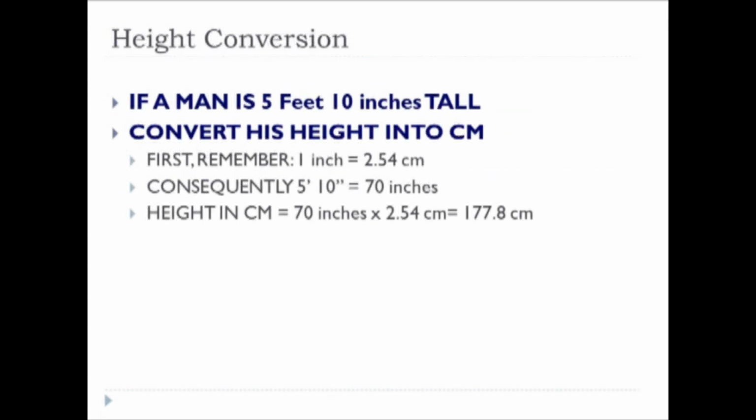You will also need to convert that patient's height into centimeters or meters depending on the equation. So if a man is 5 feet 10 inches tall, then you need to convert 5 feet 10 inches into total number of inches. So first you've got to remember that 1 inch is equal to 2.54 centimeters. And in the case where the equation may require meters, you can simply say 1 inch is equal to 0.0254 meters. So consequently, 5 feet 10 inches is equal to 70 inches. 5 feet times 12, 60 plus 10, 70. And then 70 times 2.54 gives 177.8 centimeters. Again, leave 1 or 2 numbers after the decimal point, but don't round them up.